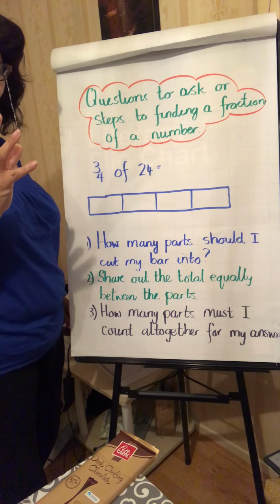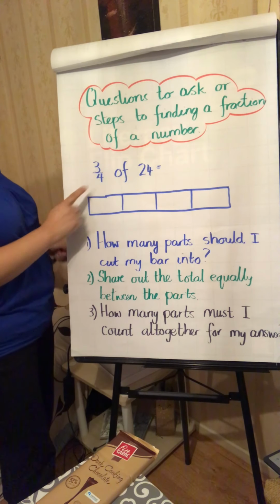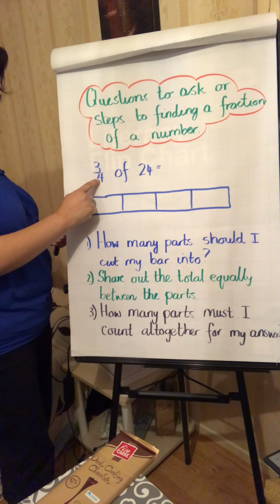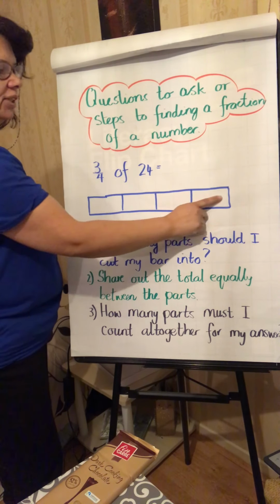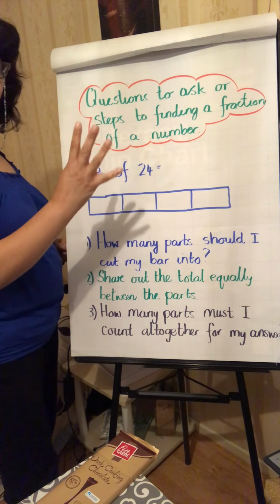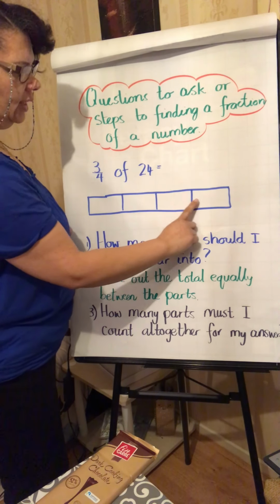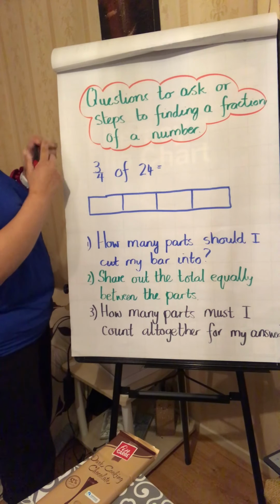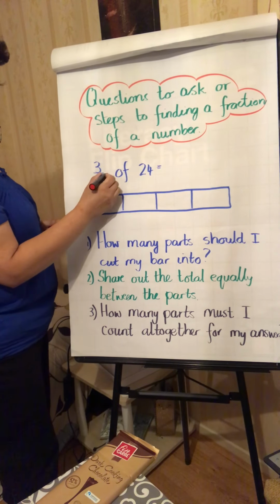We need to look at the, tell me, the denominator. You're right, the bottom number. And what's our denominator? It is 4. So I'm going to cut my shape equally into 4 equal parts. 1, 2, 3, 4. Good. So I've cut my shape into 4 equal parts.